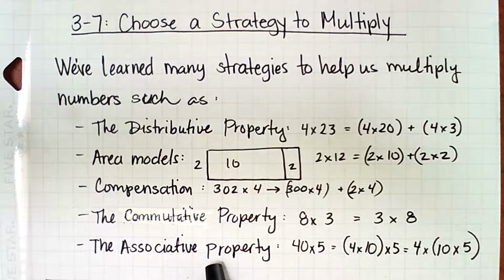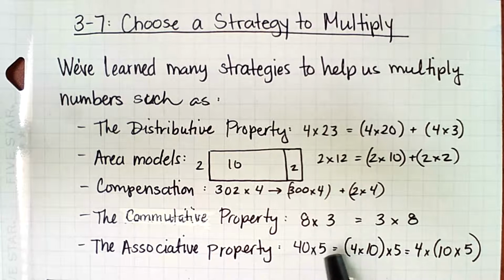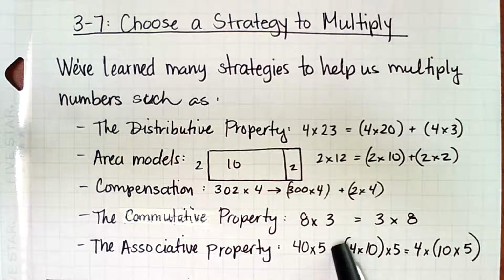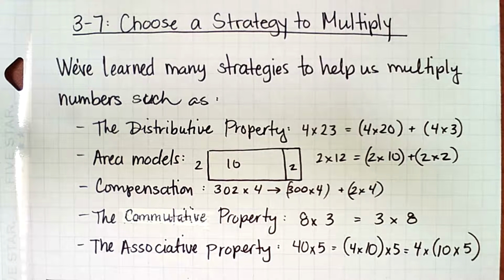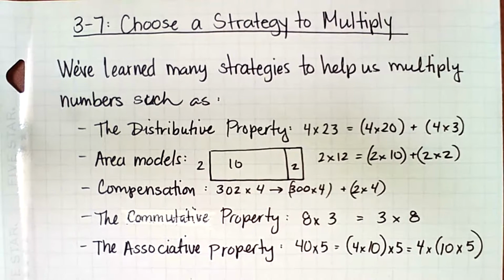And the associative property is very similar to the commutative, except it uses 3 or more numbers. It tells you you can change the grouping and still get the same product. So 40 times 5, I can write it as 4 times 10 times 5. And instead of starting with the 4 times 10, I can start with the 10 times 5 if I like. Now let's go ahead and jump into our guided practice for this lesson.